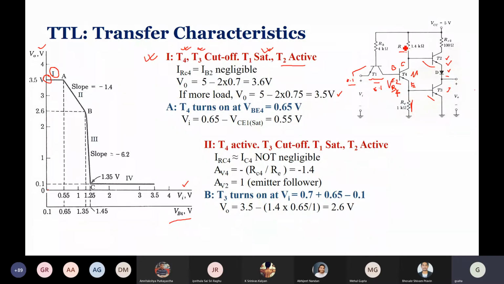But still, this is just for getting a feel of how the characteristics would look, and more importantly, that it is not 5 volt, which was the previous case when we discussed RTL. Is it fine? Can I move ahead? Yes, sir.